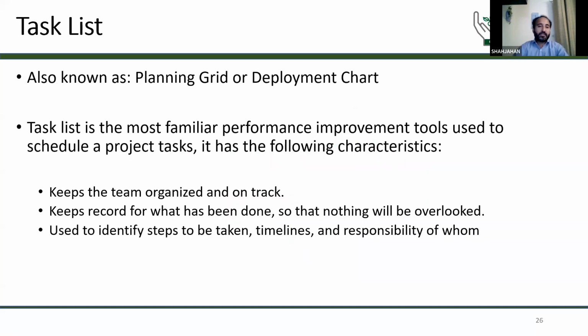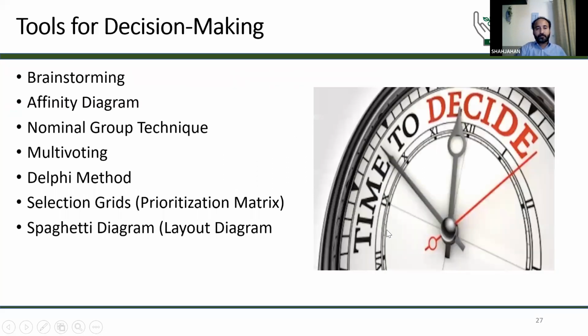Then the last is the task list, also known as planning grid or deployment chart. See, also for this one, there are 3 names: task list, planning grid, or deployment chart. Task list is the most familiar performance improvement tool used to schedule project tasks. It has the following characteristics: keep the team organized and on track, keep a record of what has been done so that nothing will be overlooked, used to identify steps to be taken, timeline, and responsibility of whom.